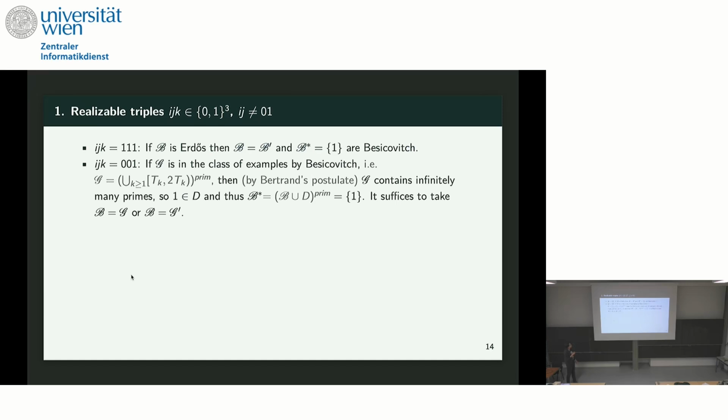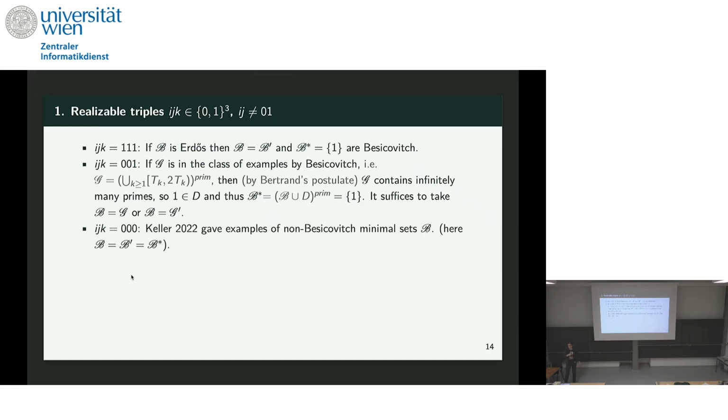Now, (i, j, k) equal to (0, 0, 1). So now I want B and B prime to be non-Besicovitch and B star to be Besicovitch. So I start by taking G from this class of Besicovitch examples where you have this union from t_k to 2t_k. By Bertrand's postulate, G contains infinitely many primes. So this means that 1 is a scale sitting in D, and therefore B star is just the singleton. So it suffices either to take B equal to this G or B equal to its tautification.